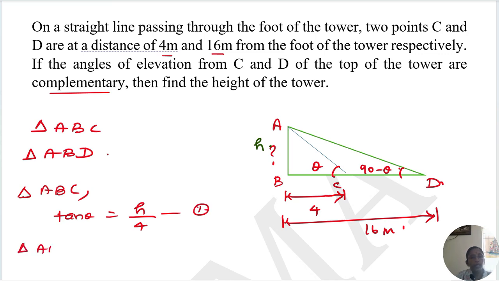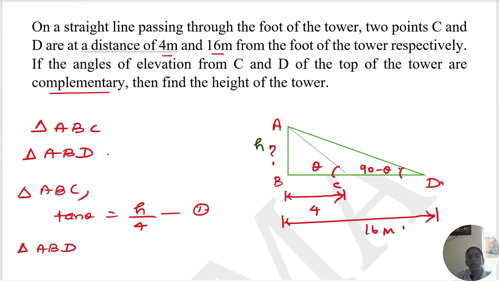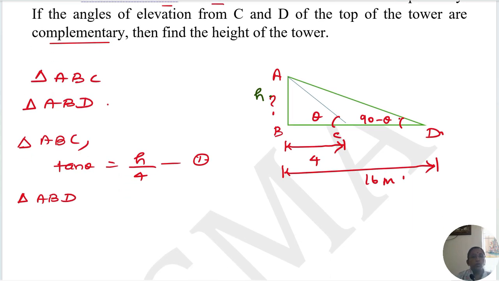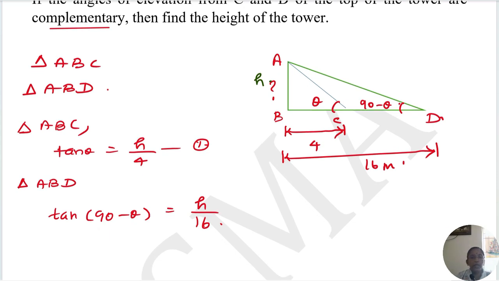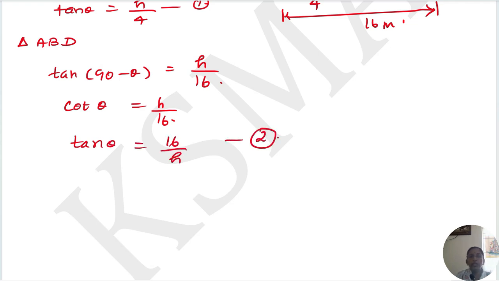And consider the next triangle ABD. Here tan of 90 minus theta is equal to H divided by 16. And tan of 90 minus theta, based on the complementary angle formula, is cot theta. So cot theta is equal to H by 16. Cot is the reciprocal of tan, so tan theta is equal to 16 by H. So this is equation number 2.